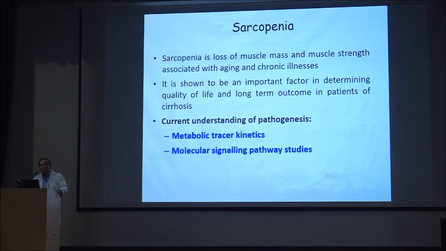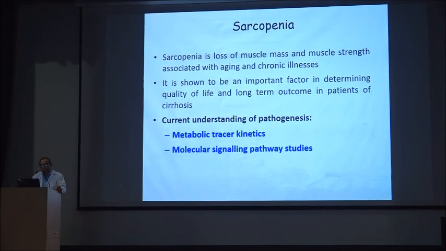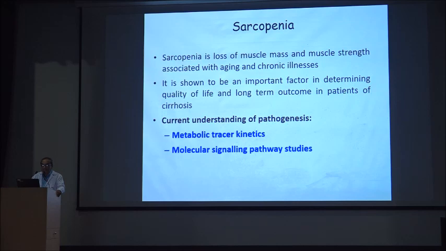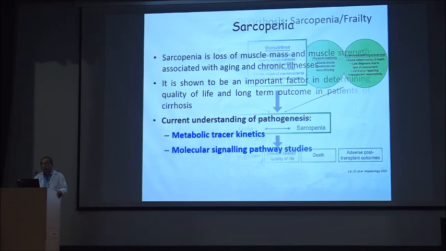As we all know, sarcopenia is loss of muscle mass and muscle strength, which is associated with aging and chronic illness. It is shown to be an important factor in determining quality of life and long-term outcome in patients with cirrhosis. So, for studying the mechanism, metabolic tracer kinetic studies and molecular signaling pathways were studied in sarcopenia.